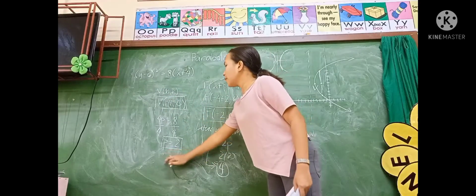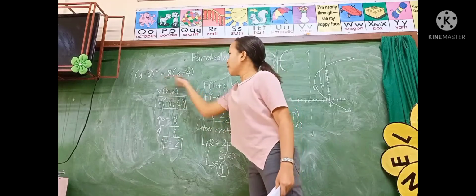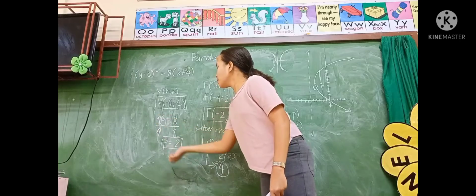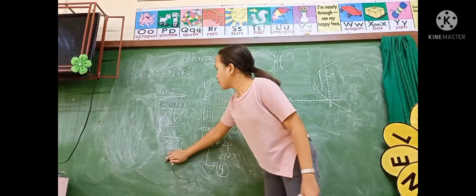Next is to find the p, which is 4p is equal to 8, which is this given. So, to cancel, 4 and matira lang yung p. So, 8 divided by 4 is equal to 2. So, our p is 2.